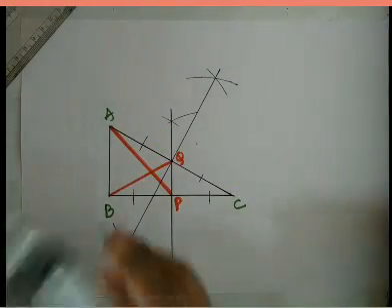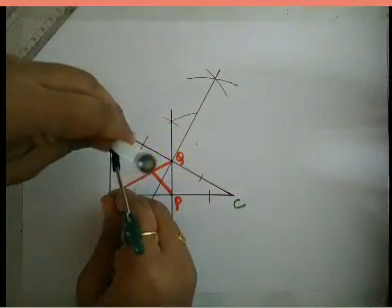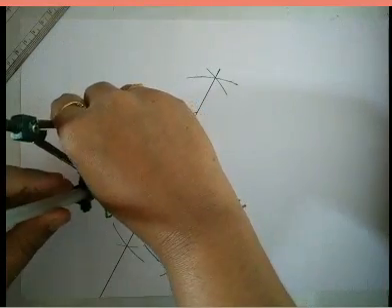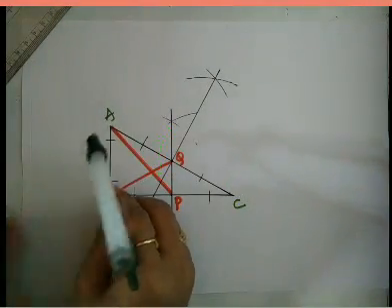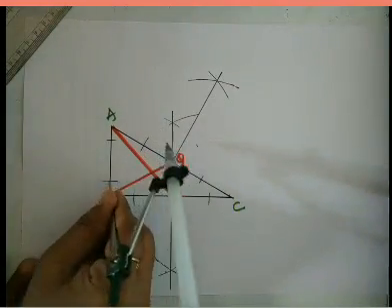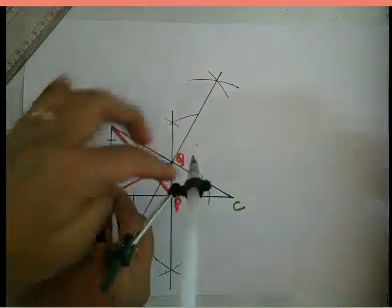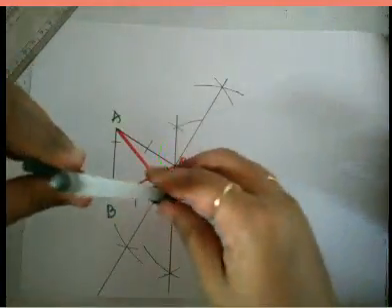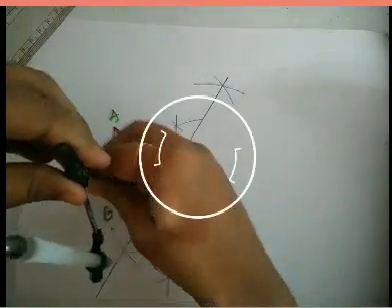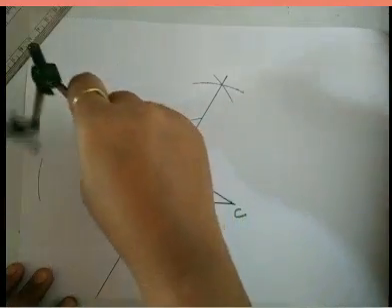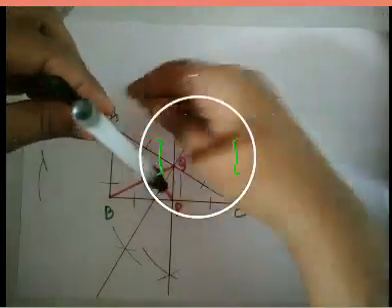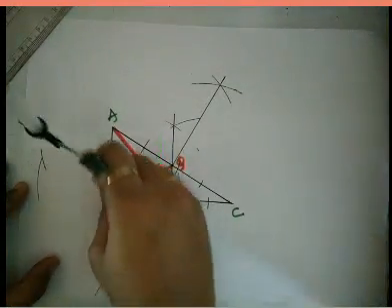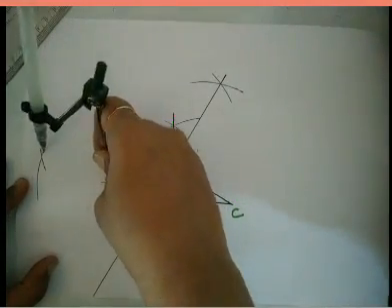So I'll keep the pointer on B, take more than half distance, and draw an arc. Keep the pointer on A and draw another arc. Now keep the pointer here, and I'll draw an arc here and here. Without changing the distance, draw an arc here and here. If they are not intersecting, extend the arc.